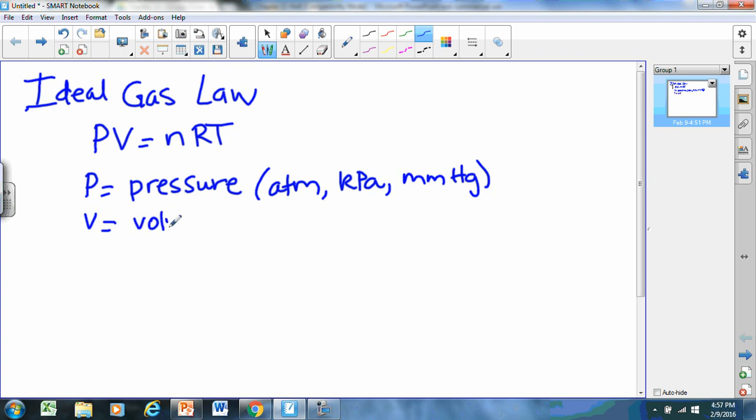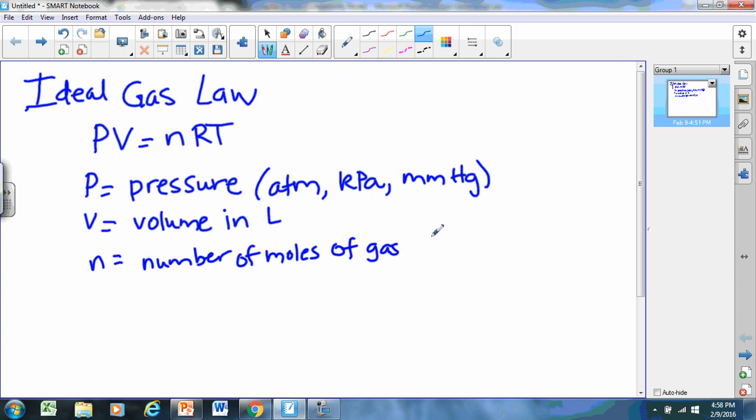V stands for volume, but the thing that's crazy about the ideal gas law is that the volume has to be in liters. If it's not in liters, you have to haul out the factor label method and get it into liters. And so on the next slide, I'm going to review some things about liters. N is the number of moles of the gas. And again, the mole is the most important concept in all of chemistry. And again, the unit on moles is always MOL.